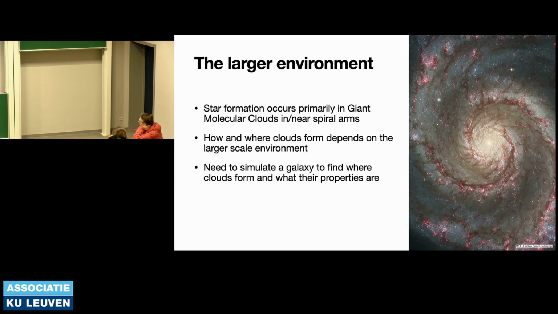Yeah, the larger environment is something that looks like this. Here we have a picture of the M51 galaxy, where you can nicely see the spiral arms in which all the stars are forming. The red regions are young cluster regions. So if you want to look at where star clusters are forming, we need to know where that's happening.